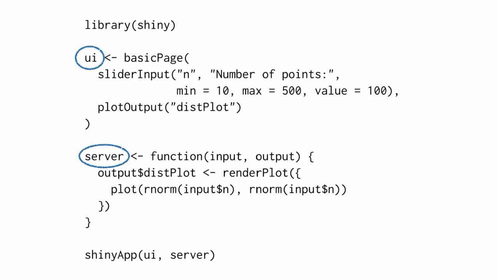Okay, now here's some code for a Shiny application. Every Shiny application has two sides to it. There's the user interface, which is the HTML code for generating a web page, and there's the server code, which is R code for running your analyses and generating outputs. So let me see if I can run this here.